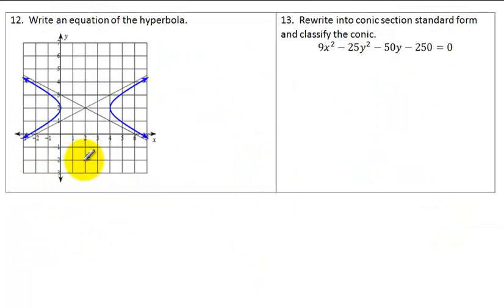Number 12, now we get a graph, and we're just going to write the equation based on the graph. So let's label a few things here. Here's that center point. The center point is going to be, what is that? 2, 2. All right, and then it's moving left and right.